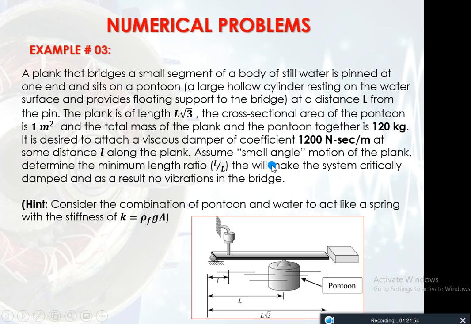So we have to determine the distance ratio for both of them, so that the system will behave critically damped, and as a result no vibrations in the bridge. So this is the point to note, that this is the requirement. This distance ratio of small l to capital L should be such that the system is critically damped and has no oscillations.